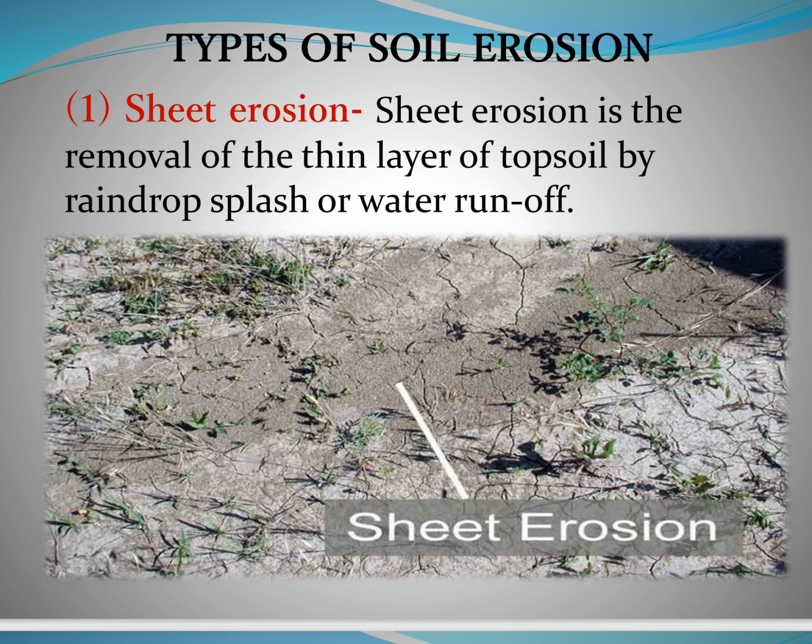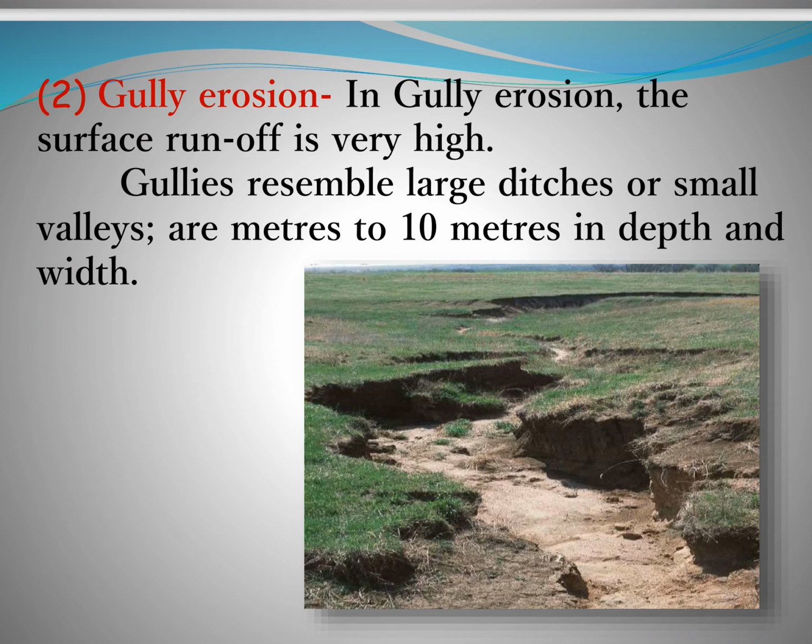Now let's see the types of soil erosion. The first one is sheet erosion. Sheet erosion is a removal of the thin layer of topsoil by raindrop splash or water runoff. It is nothing but the removal of a thin sheet of soil.